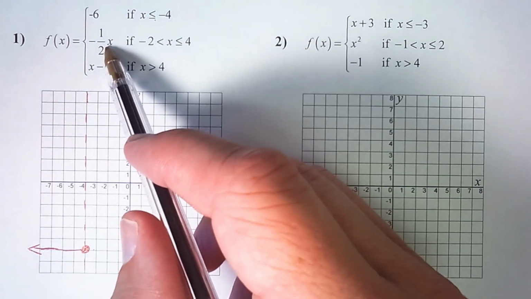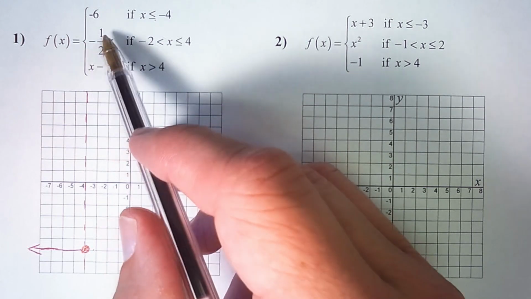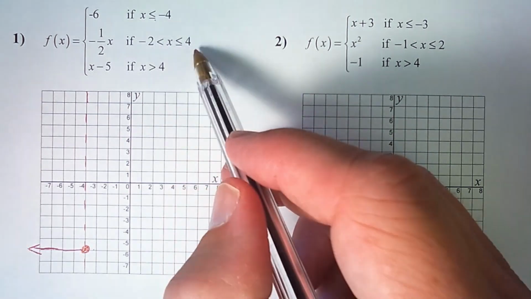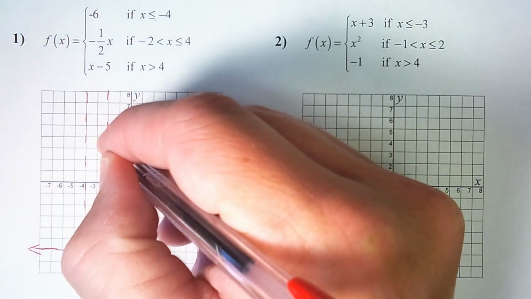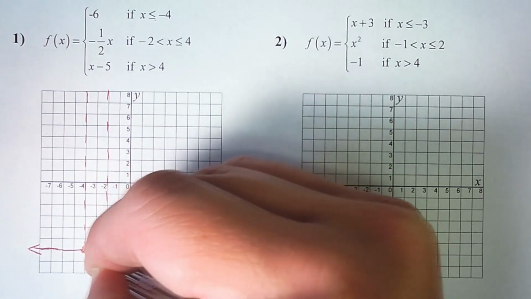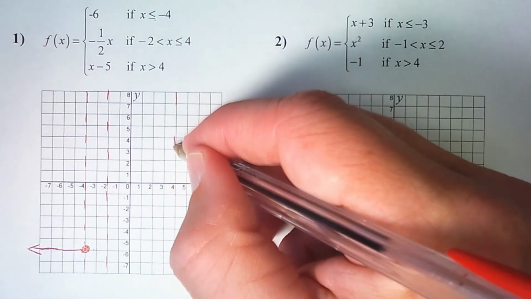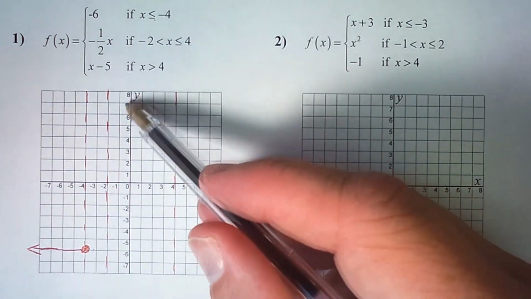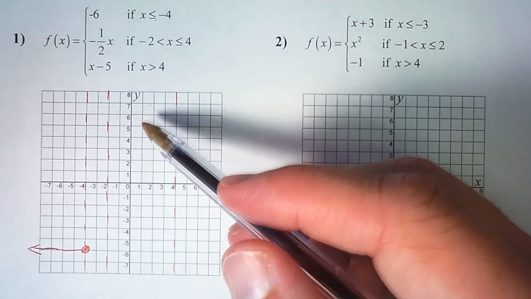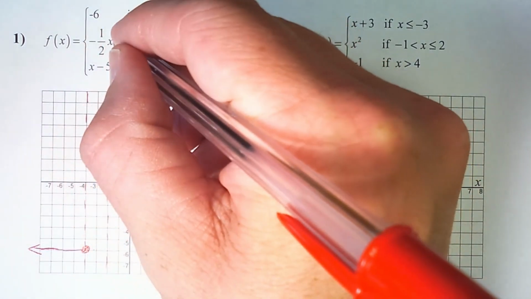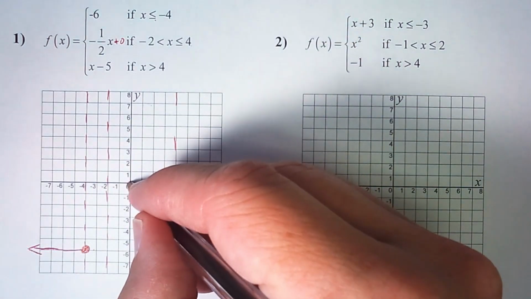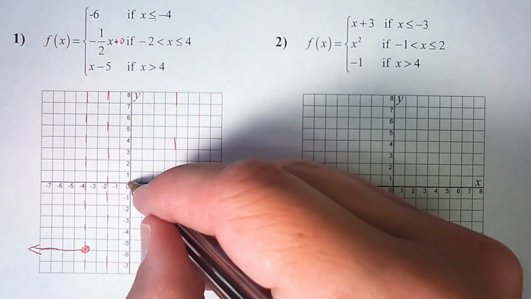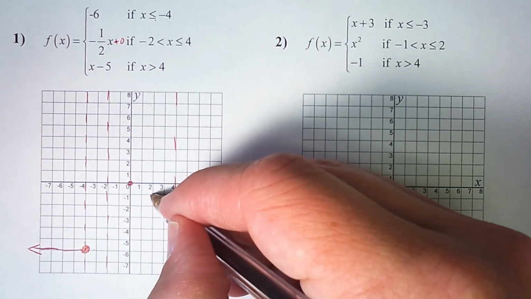Okay, the next part of my piecewise function is y equals -1/2 x. And that is only graphed between -2 and 4. So I'll put dotted lines here for the left edge and the right edge of the domain, -2 and 4. So I'm going to graph somewhere in here between -2 and 4. So it's y equals -1/2 x, and that's plus 0. So I have a y-intercept of 0 and a slope of -1/2. So I can go down 1 and right 2.